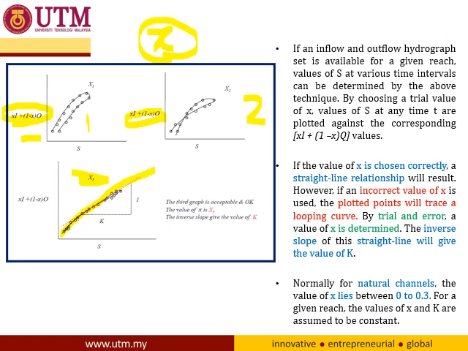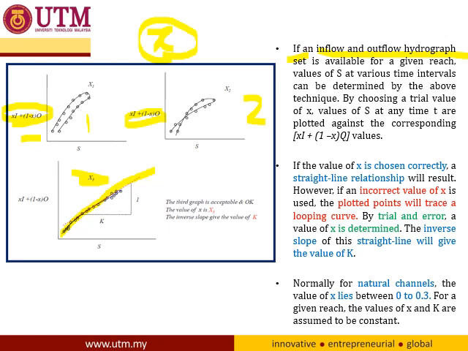So here's some explanation. If an inflow and outflow hydrograph set is available for a given reach, so first we want to establish this formula, this Muskingum formula.